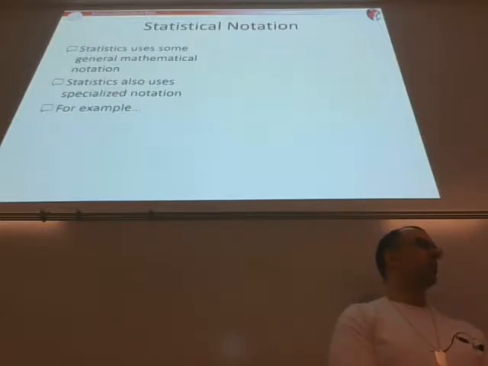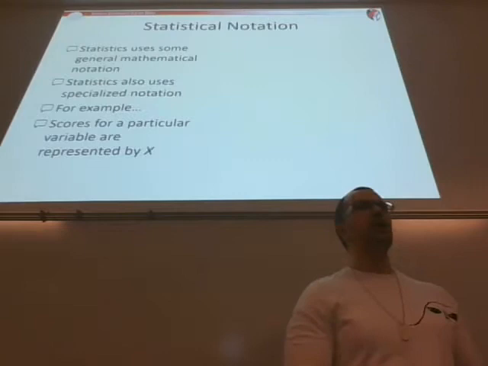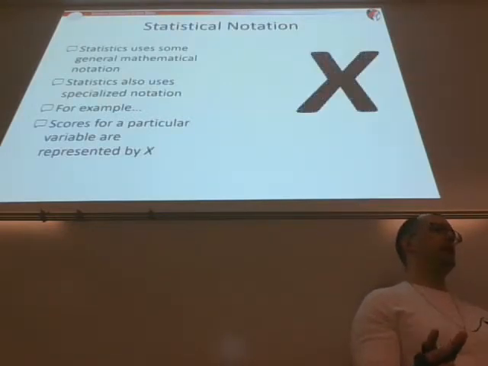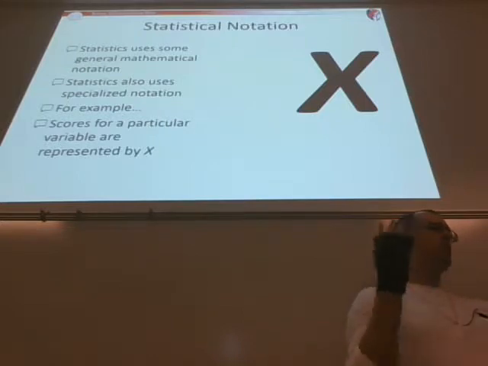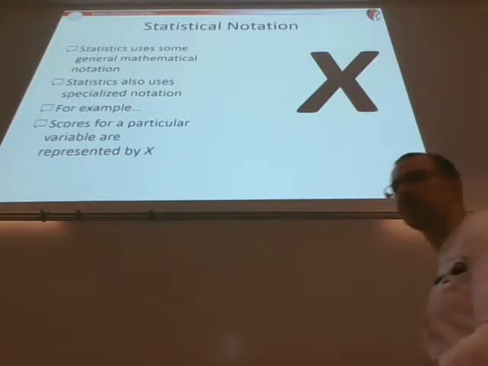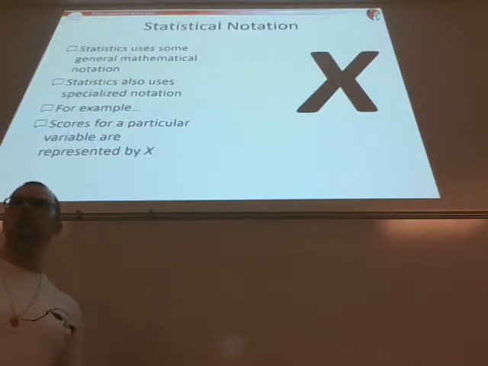And one of the first ones that we're going to encounter is scores for a particular variable are represented by capital X. So they're typically represented by capital letters. Capital X is usually the one that is used most often. So if you have a set of scores, and that's the thing to remember, this is a set of scores, X represents all of those scores.